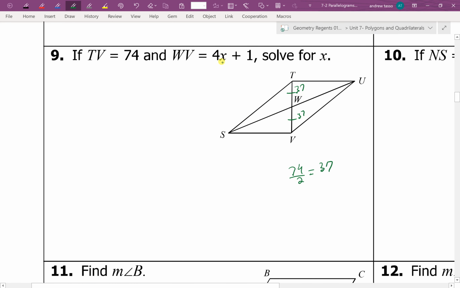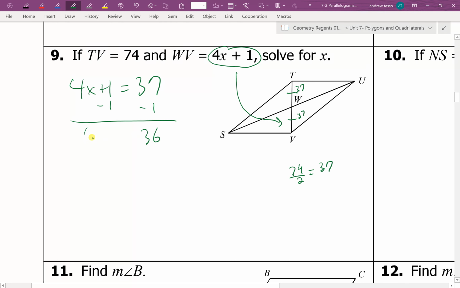Next, we see that WV is 4x plus 1. Well, guess what? We also know that it equals 37. So we could set the expression equal to 37 and solve for x. All right, we divide by 4 both sides, and we find x equals 9.